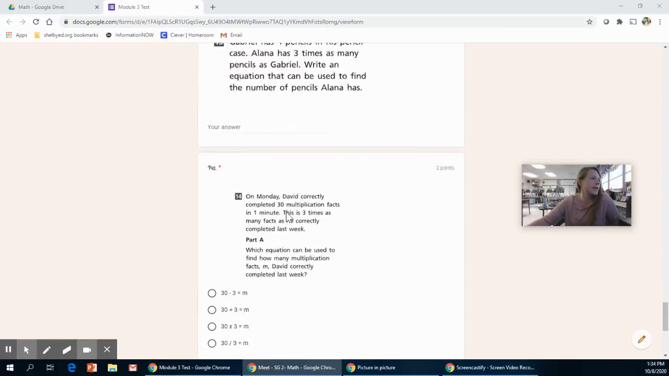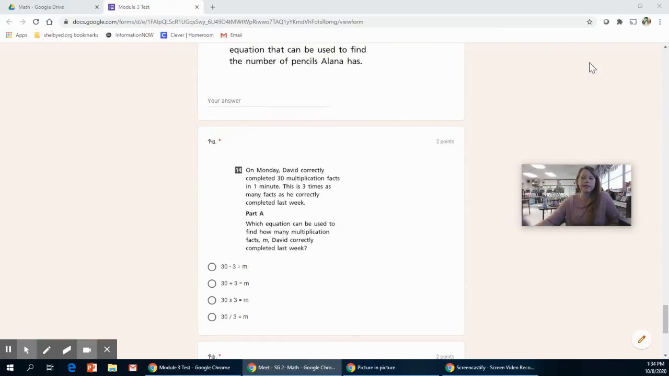Next, number 14. All right, 14 has 2 parts and then we're done. Y'all all right? You okay? Are you alive? Okay, 14A. Question 14 says, on Monday, David correctly completed 30 multiplication facts in 1 minute. That's pretty good. This is 3 times as many facts as he correctly completed last week. Which equation can be used to find out how many multiplication facts, M, David correctly completed last week?